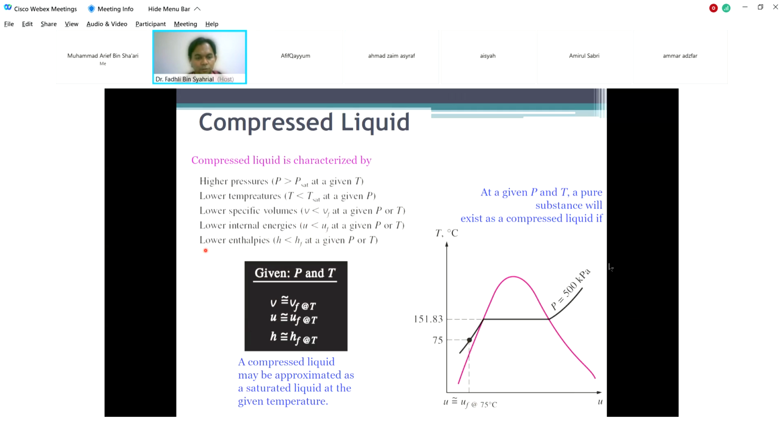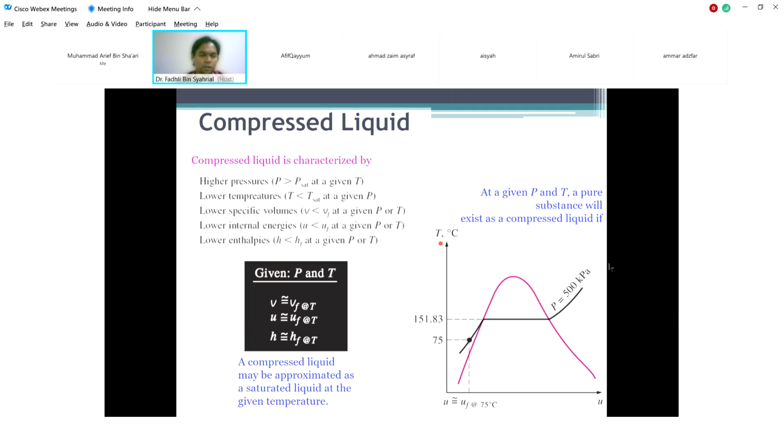And number 5 is also the same, the enthalpy is lower than HF. HF is here and this is H. So H is lower than HF. These are the characteristics of compressed liquid.